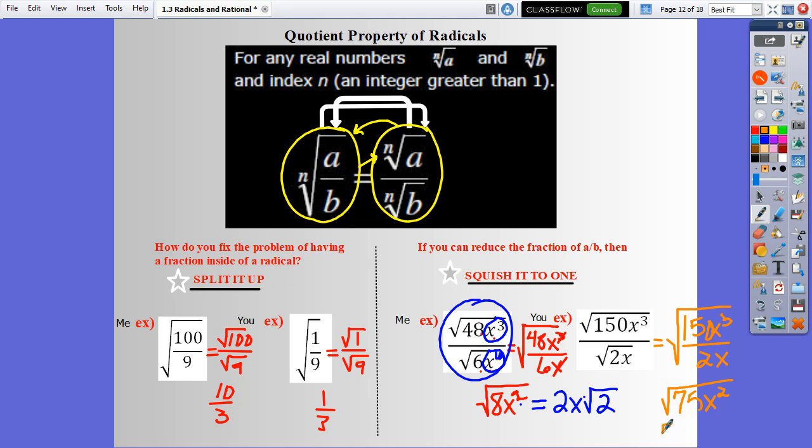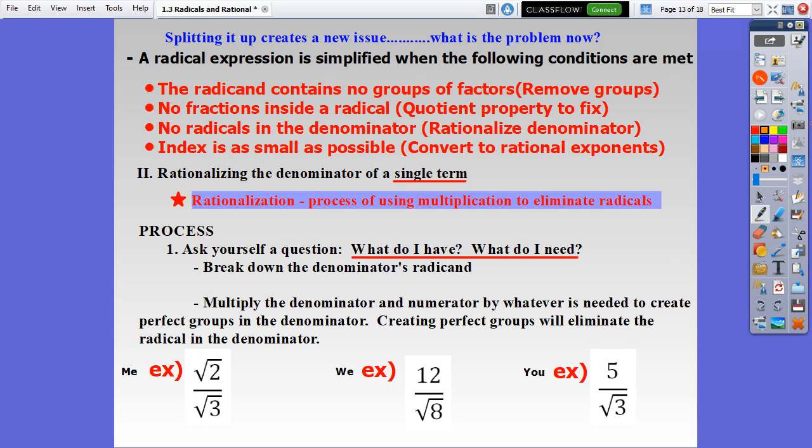So I can definitely take a 5 out, and I left a 3 behind. And then I can take an x out. Now the question is, does my x go from even to odd? It goes odd to odd, so we're good on that one. So splitting it up also creates an issue, though.